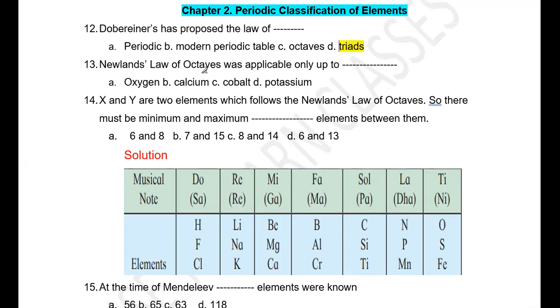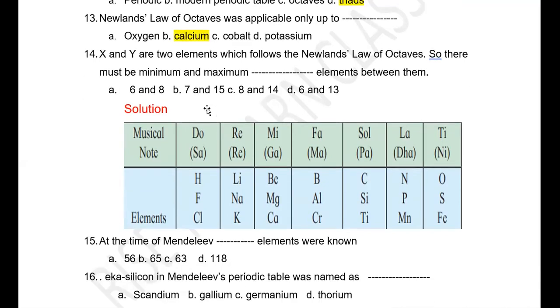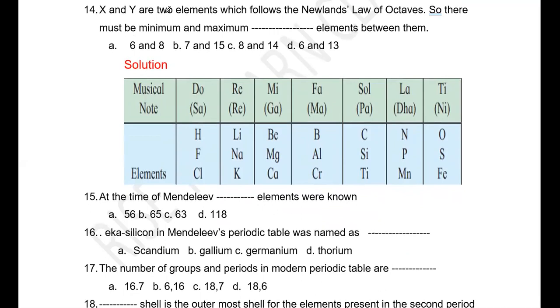Next, Newland's law of octaves was applicable only up to dash. Oxygen, calcium, cobalt, potassium. Option B, it is applicable only up to calcium. Next, X and Y are 2 elements which follow Newland's law of octaves. So there must be minimum and maximum dash elements between them.